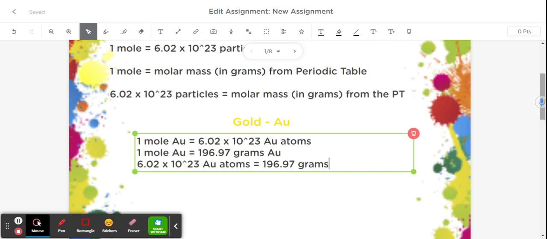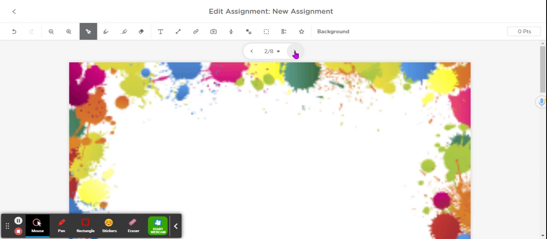Okay, so here we have 3 conversion factors for a question or questions about gold and moles. All right. So let's look at some examples. All right. So next slide. So let's try to figure out.